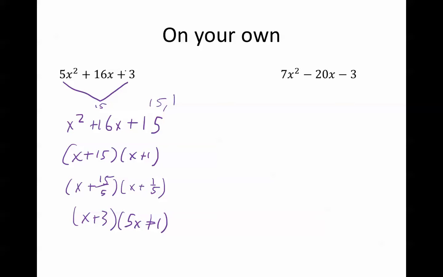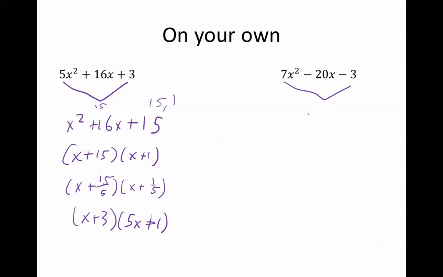Multiply the a times c, factor normally, divide by the a value, move any denominators to the front if they don't become whole numbers. Let's do the next one.